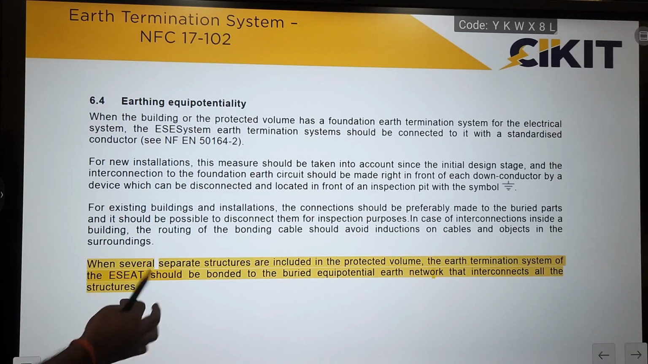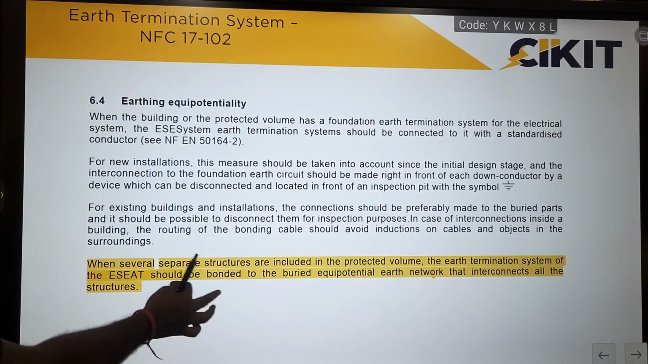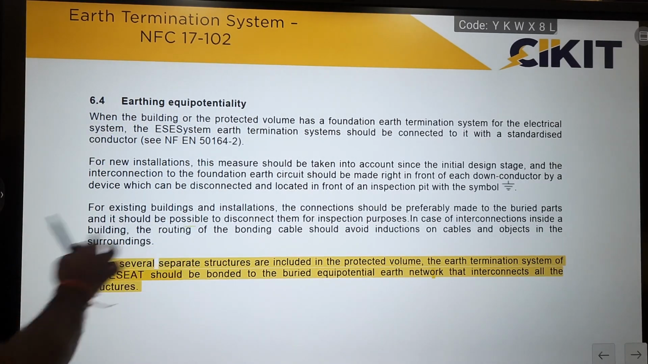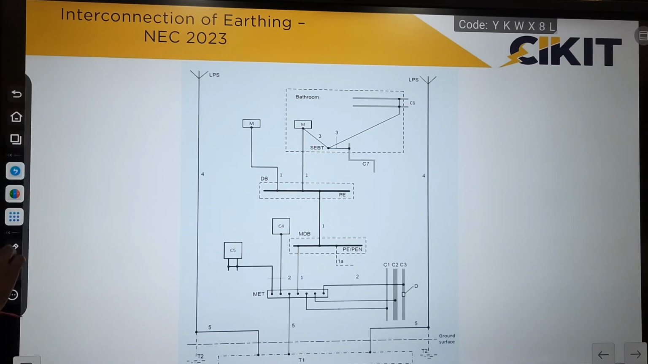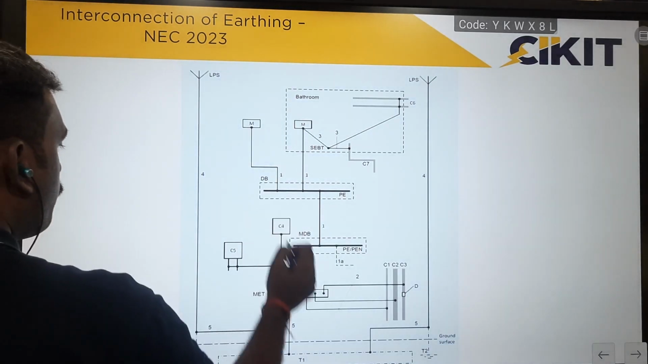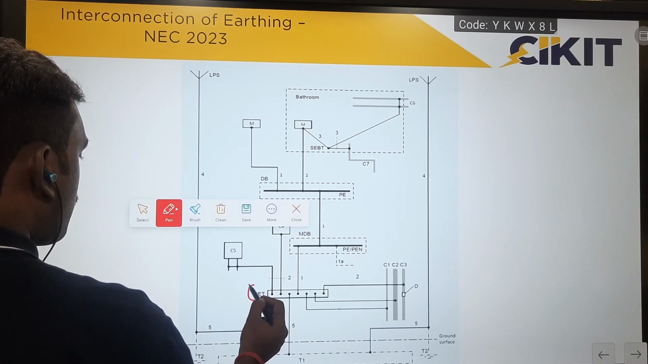So the earthing can be interlinked. This is coming from NFC and one more reference from NEC 2023. So here also they have provided that the earthing of lighting protection system can be interlinked with the other earthing. So here they have shown that all the earthing are connected to the main earth termination.